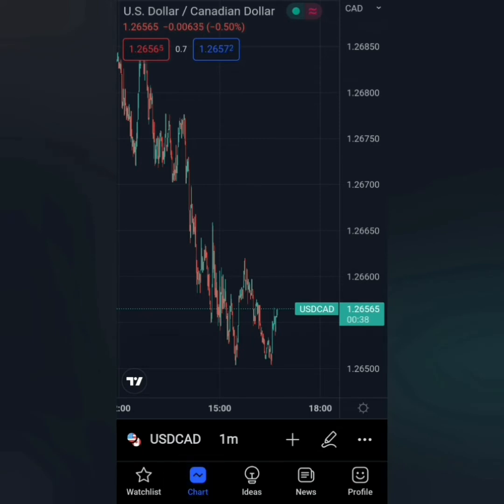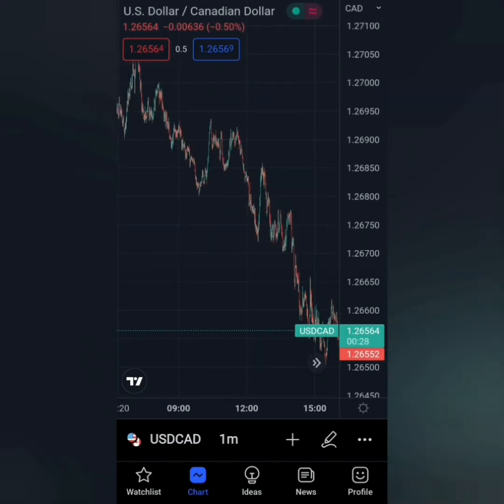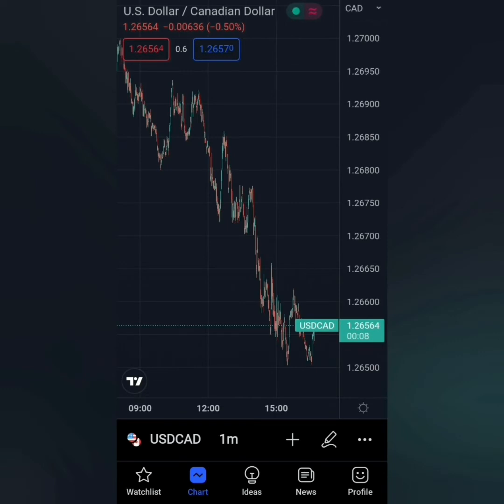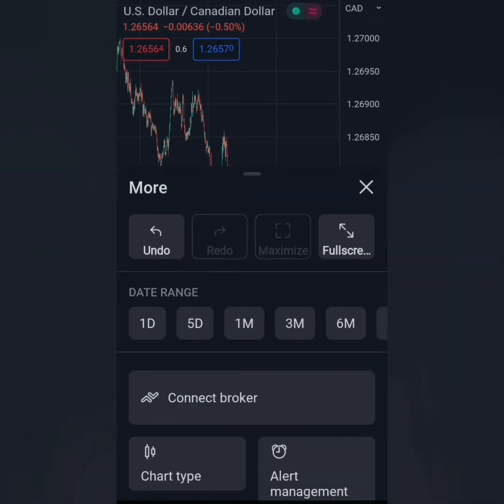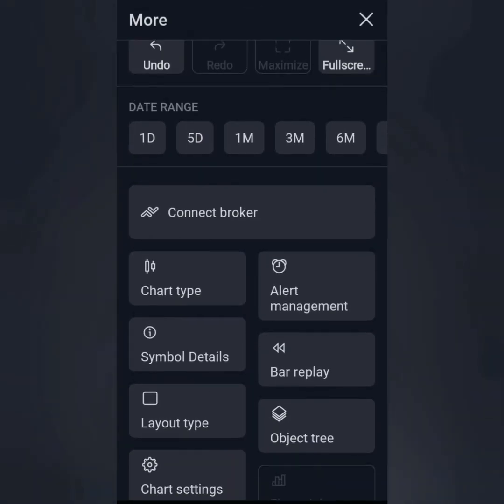As you can see, I'm here at the moment on a 1 minute time frame. Before I show you, this strategy can be used for a long-term trade, also a short-term, a scalping trade. So first of all, you want to go to the right corner, the three dots. Okay, you will swipe down, you will see this option, chart type.